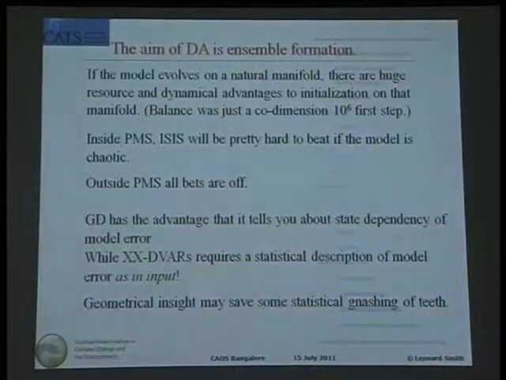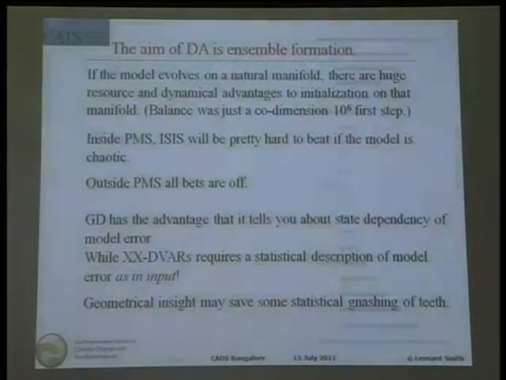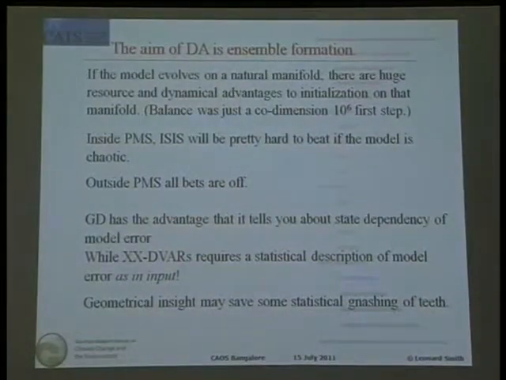So to conclude, if the model evolves on a natural manifold, then you can get much better resource allocation as well as dynamical advantages if you actually initialize on that manifold. You tend to fall onto it otherwise. Inside the perfect model scenario, doing this gradient descent and then using the results as an importance sampler gives you really very high quality forecasts. Outside the perfect model scenario, I think all bets are off. But you really have to try it.